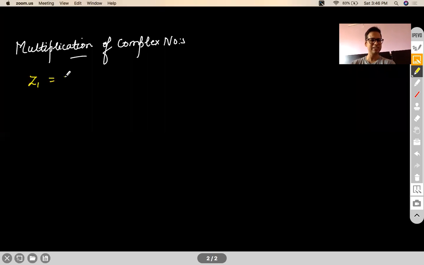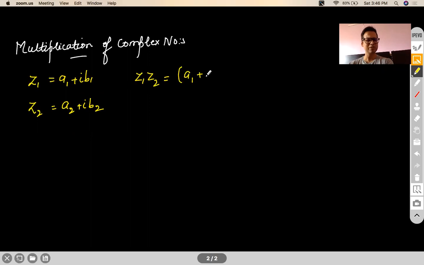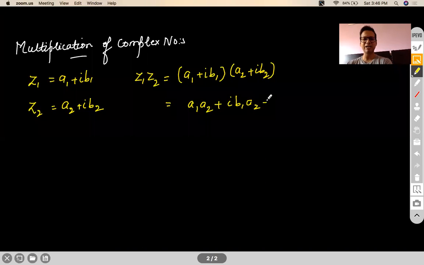So let's say Z1 is a complex number which is given by A1 plus iB1 and Z2 is a complex number given as A2 plus iB2. When you multiply two complex numbers, there is no restriction like real will multiply to real and imaginary to imaginary. Here multiplication will happen between every term. So A1 A2, then you'll have i B1 A2, then i A1 B2, then i square B1 B2.